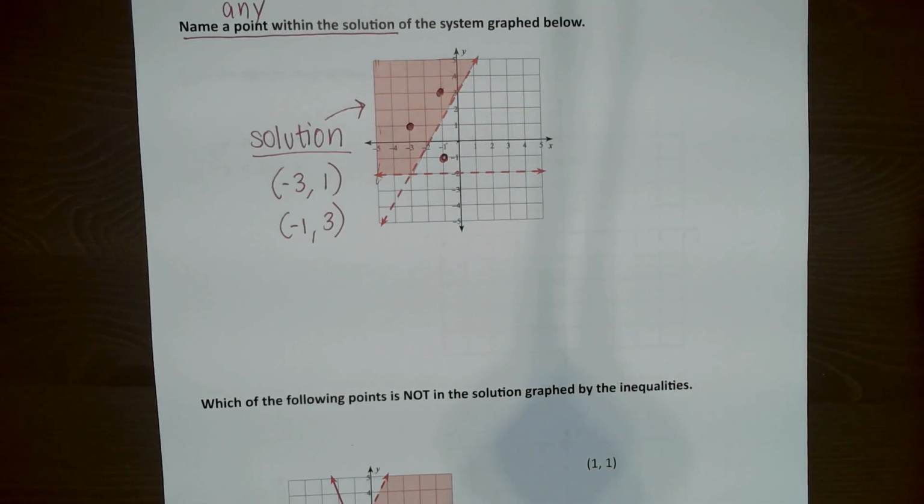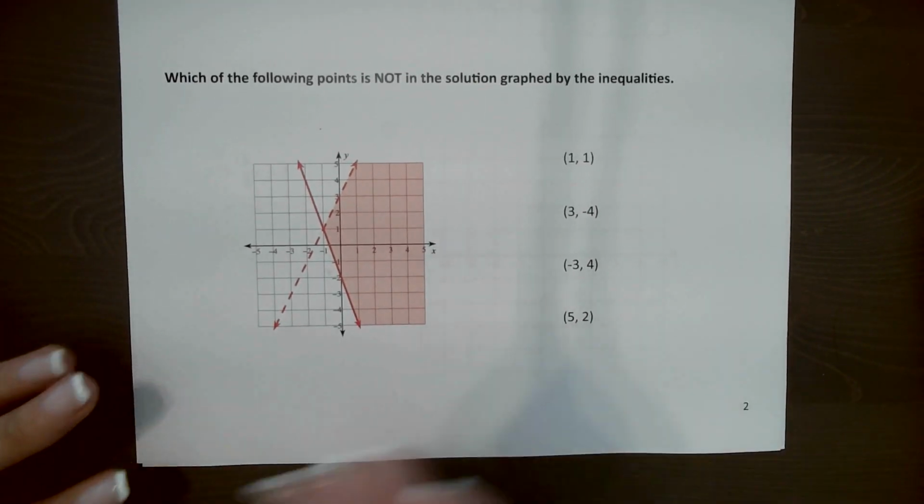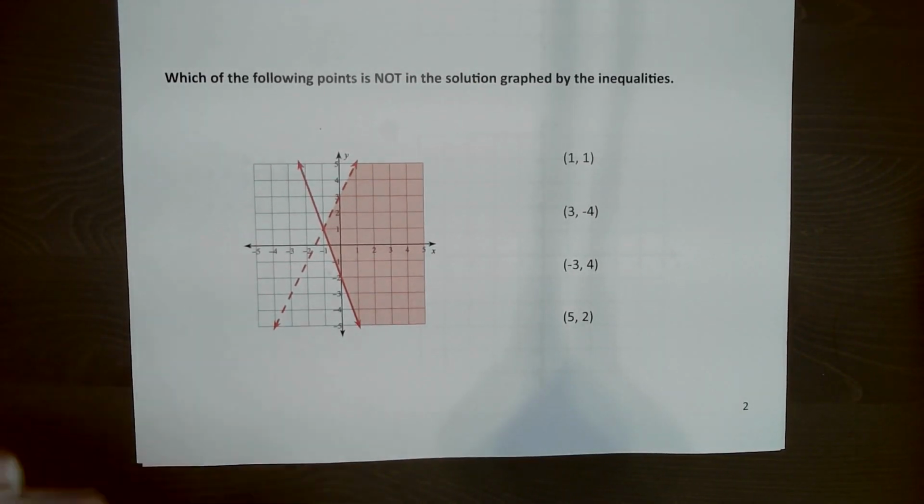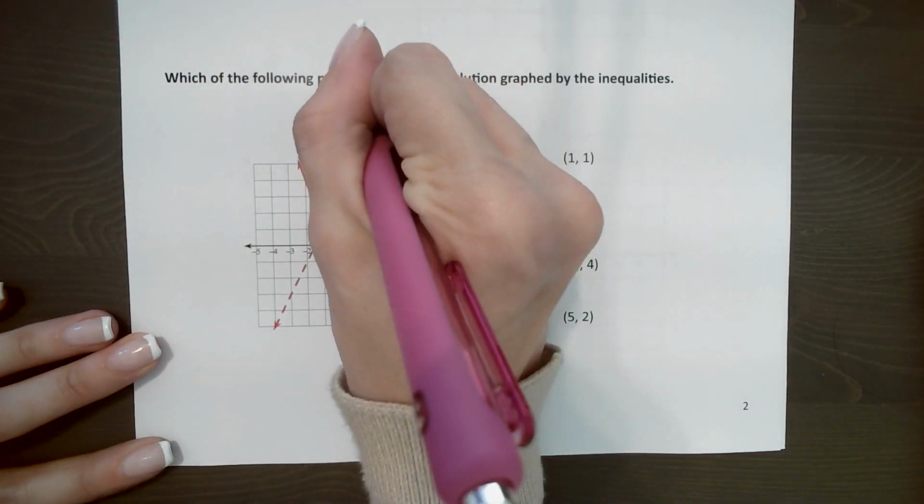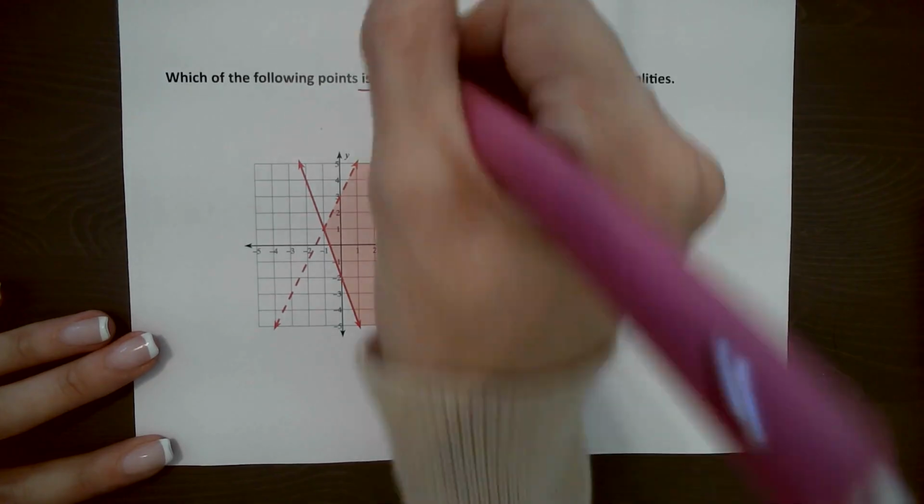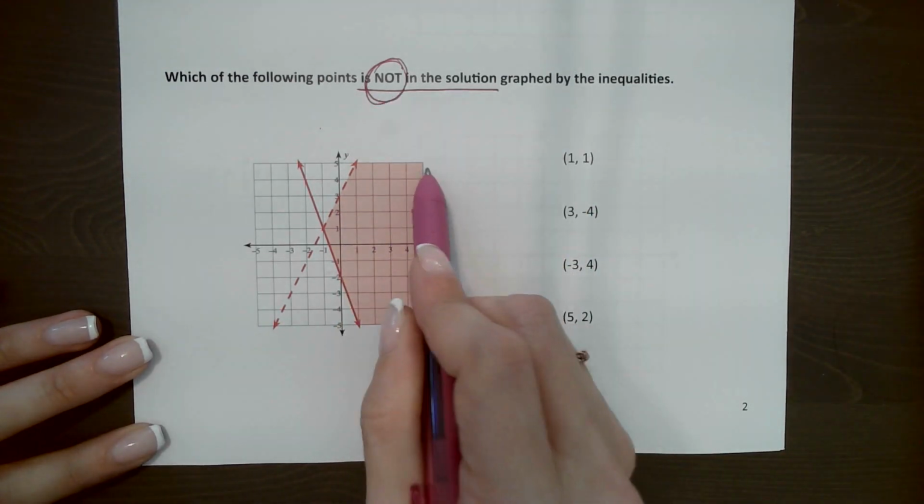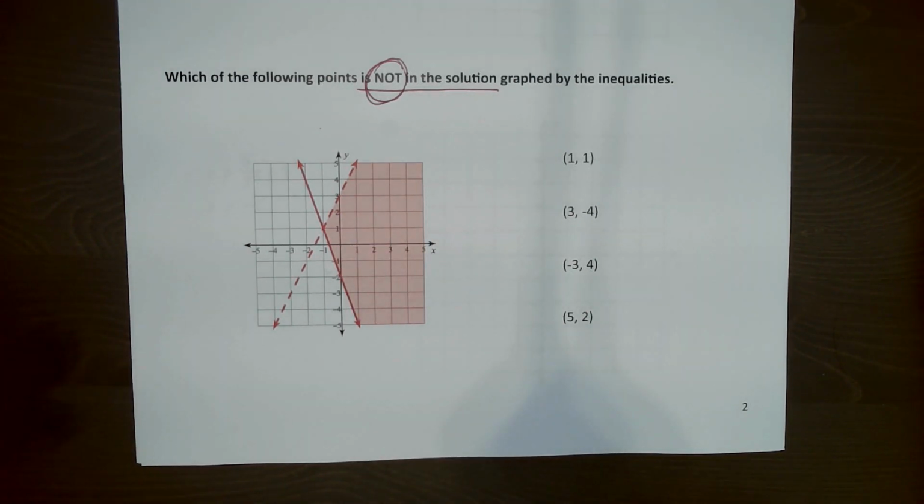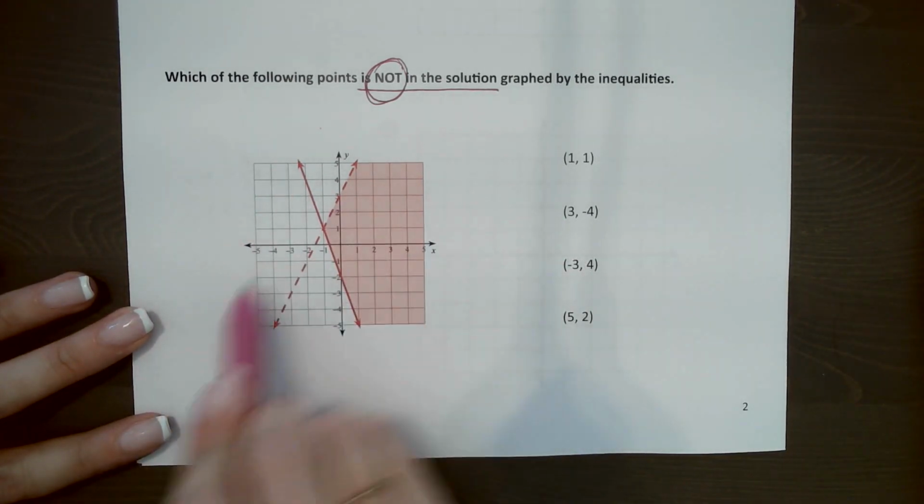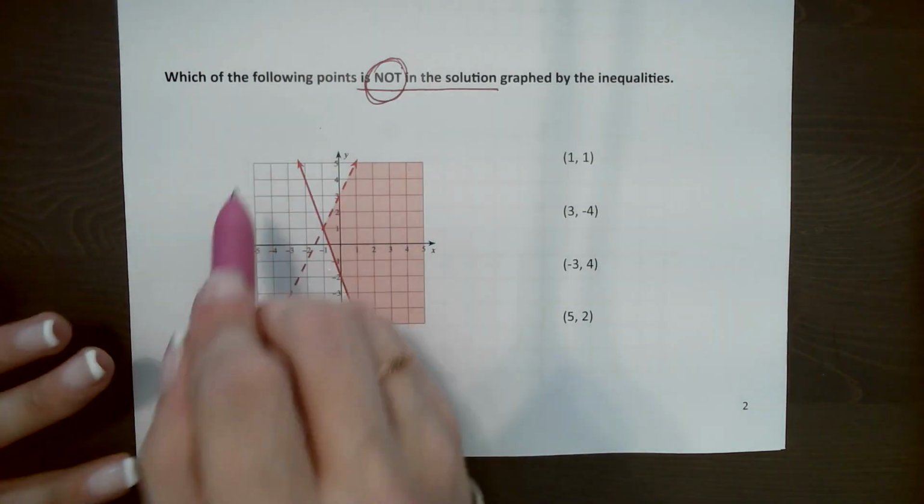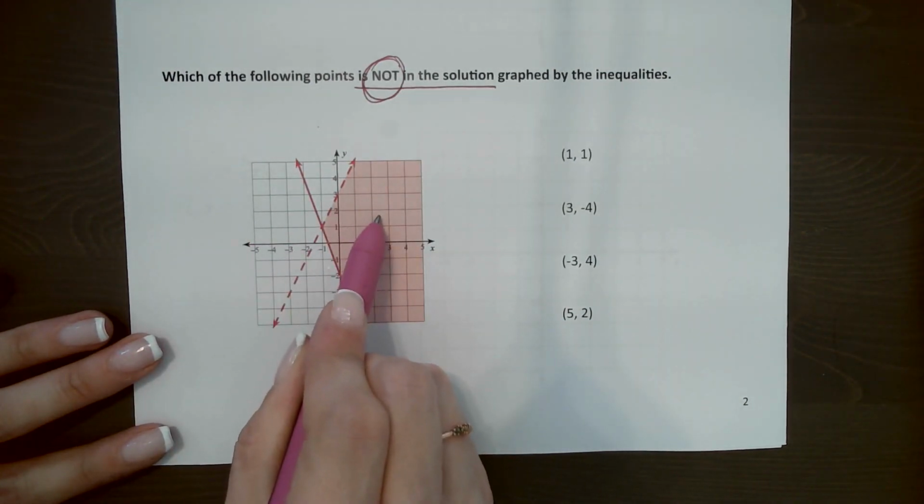All right, now working a little bit backwards, here we're given a graph again, but this time they're asking us which of the following points is not in the solution. Notice the key word not. If you ever see the word not or the word all, be suspicious of those. So we want to see which of these is not in this red shaded area. The only way to do this is to graph it. All right, so when I check your papers, I should see all of the points on your graph and then clearly one of them not in the shaded area.